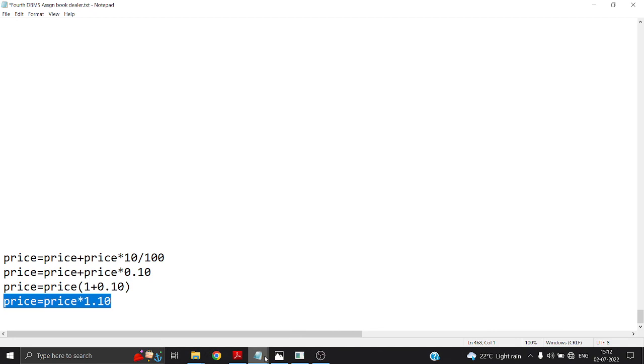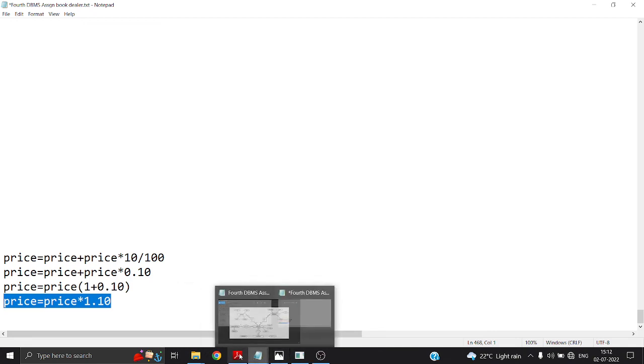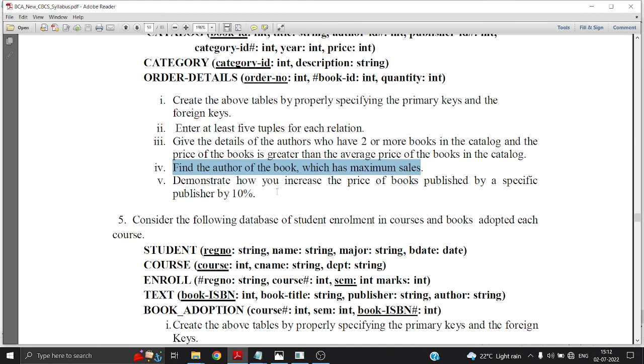So this is all about all 5 queries execution, creation of the tables, entering at least 5 records and the remaining 3 queries. With this explanation, if you have any doubts or any queries, you can contact me.